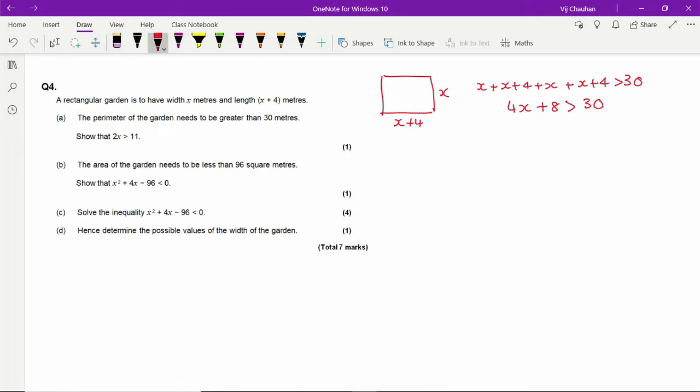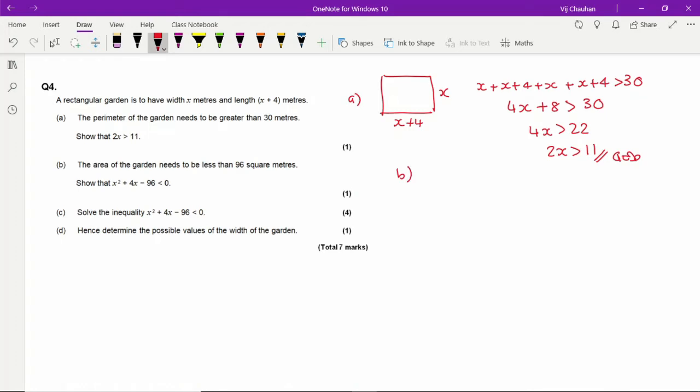Is greater than 30. I've got 4x, so I take the 8 over to the side, which gives me 22. Simplify that to give me 2x is greater than 11, and QED, because I've proven what they wanted me to prove.